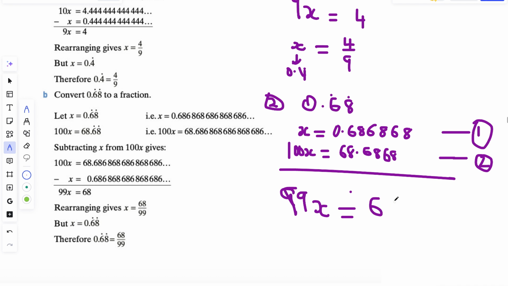So to get the fraction now is to make x the subject. Divide both sides by 99. So x will be equal to 68 over 99. Okay, so that's how to put this one in fraction.